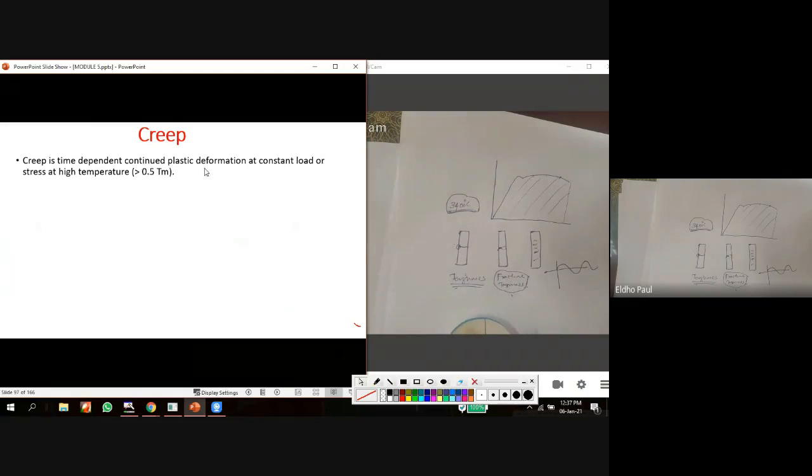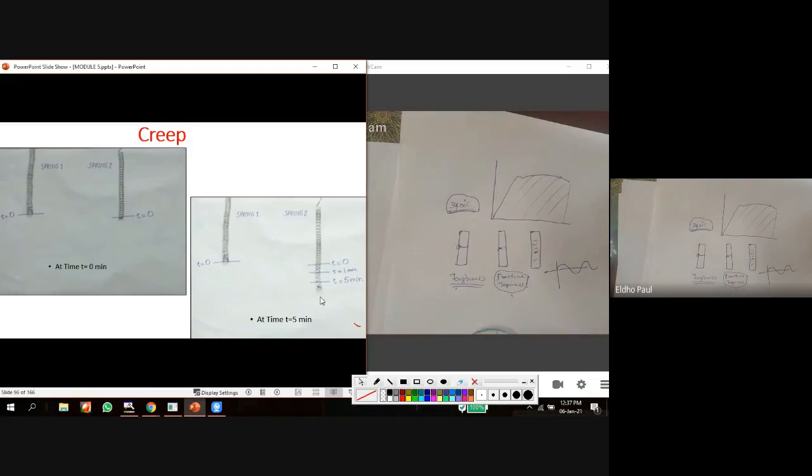It is a continued plastic deformation. It is not a sudden variation. At t equal to 0, this is the elongation. At t equal to 1, this is the elongation. At t equal to 5, this is the elongation. So it is a continued plastic deformation.